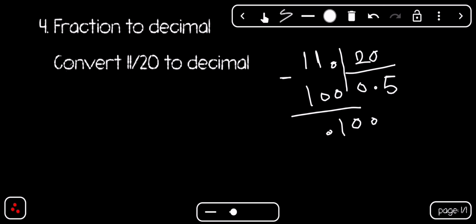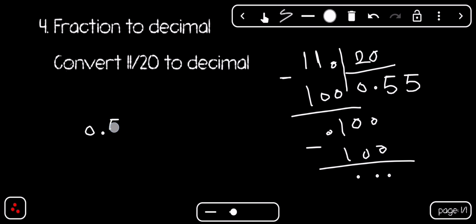So we have to add a 0 again, because 10 cannot be divided by 20. And now again we will think how many 2s we have in 10. We have 5. So 5 times 2 is 10, and this is 100. And 100 minus 100 is 0. So now the final answer is 0.55.